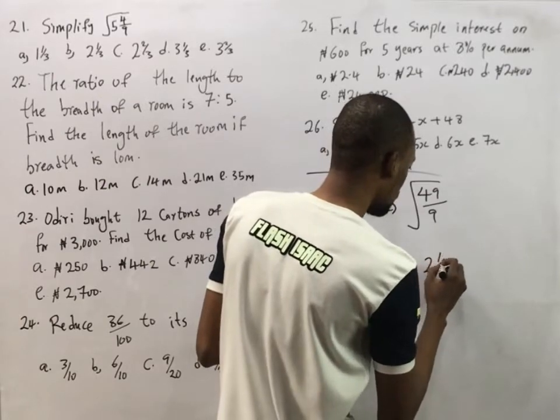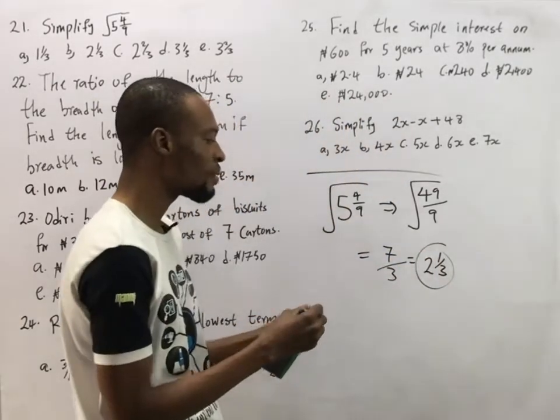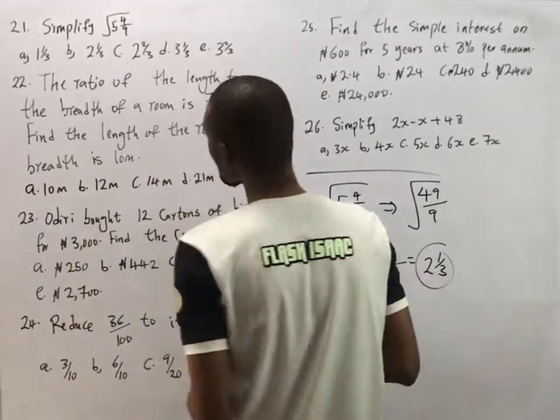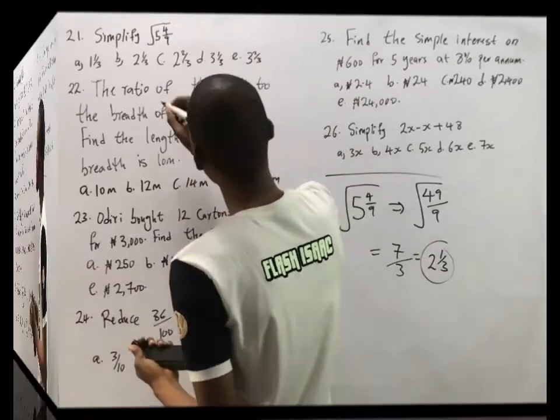2 remainder 1 over 3. So that's 7 divided by 3. They will share 2 remainder 1 over 3. So the correct answer is 2, 1 over 3.